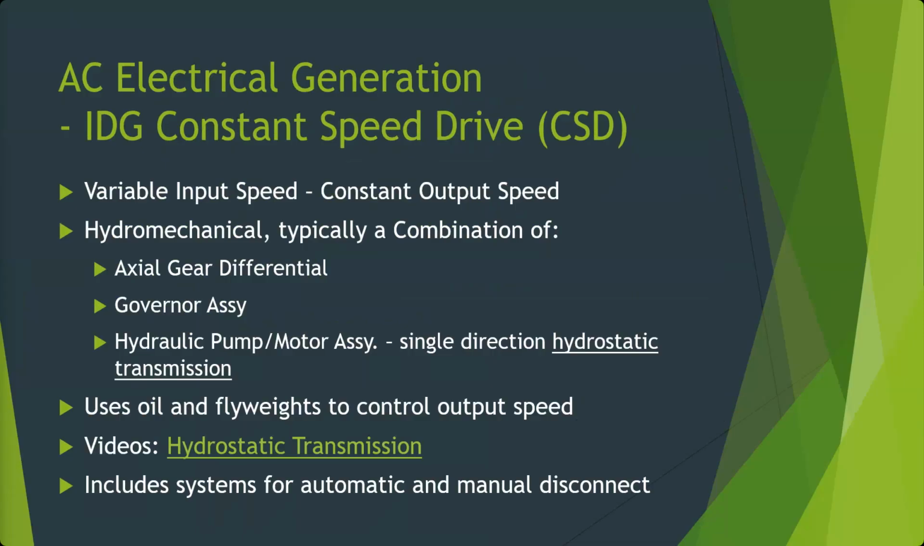Because I have to move on. So the IDG, remember, we've got a variable input speed based on our engine going faster and slower. And we need to keep that output speed constant so that the frequency of our generator remains constant, 400 hertz. And it does that, as I mentioned, with a hydromechanical system. Sometimes you also have things like axial gear differentials. There's going to be some type of a governor system.